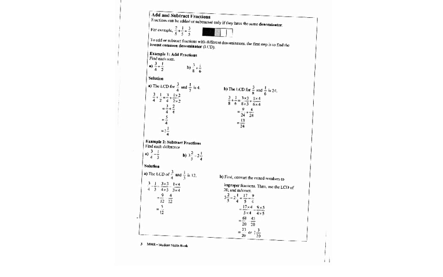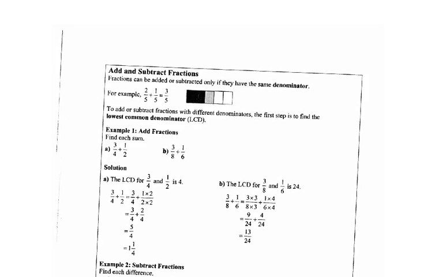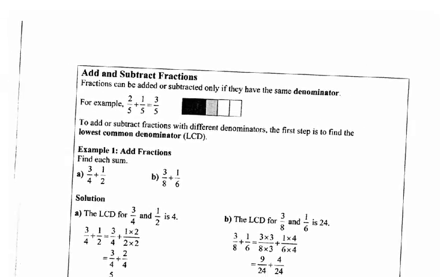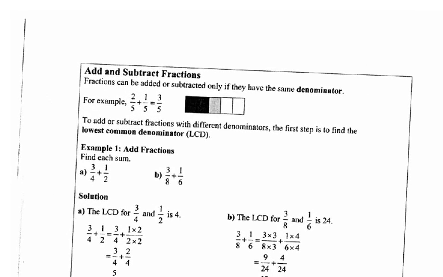In our last two lessons, we learned about the lowest common denominator, lowest common multiple, as well as equivalent fractions. Today, we're going to be learning how to add and subtract fractions. There's an important rule you have to remember when you add and subtract fractions. Fractions can be added or subtracted only if they have the same denominator. So let's underline those keywords. Only if they have the same denominator.